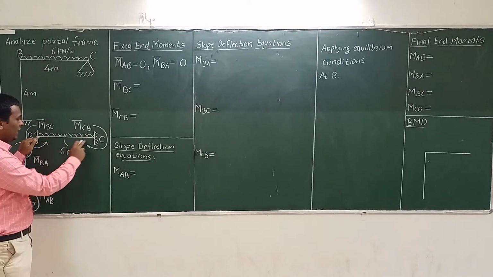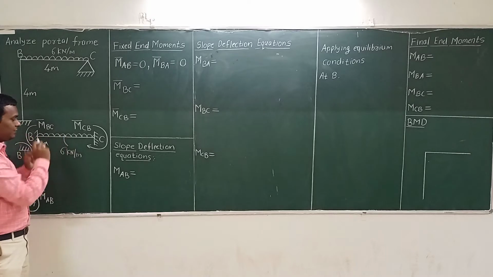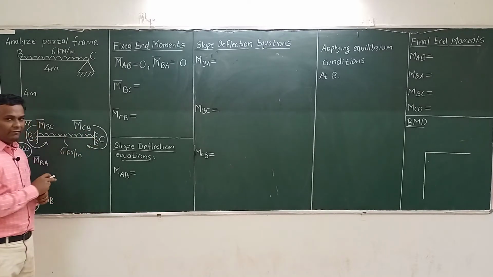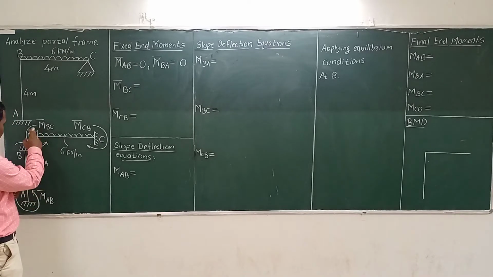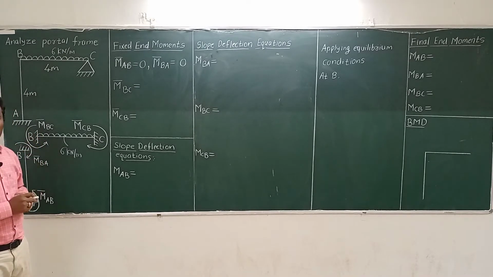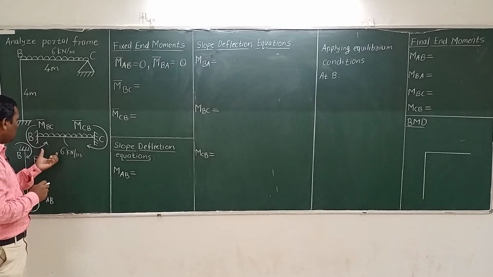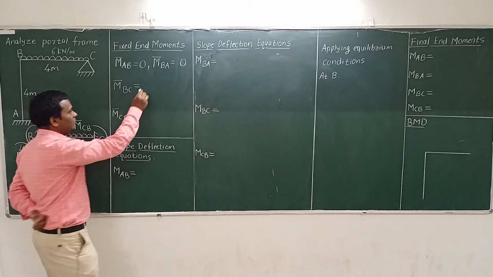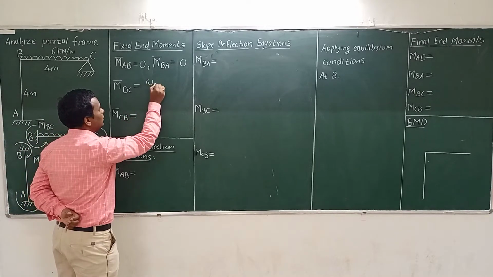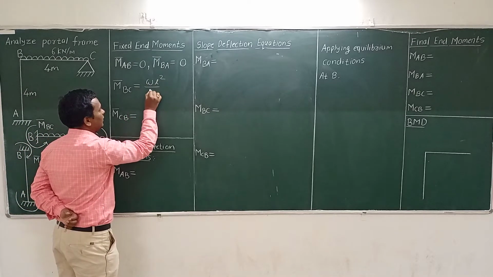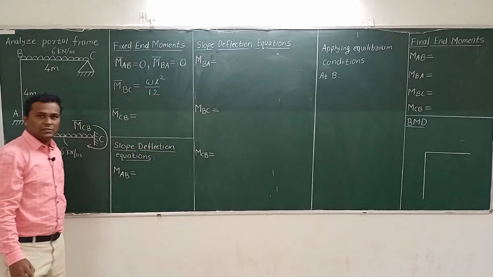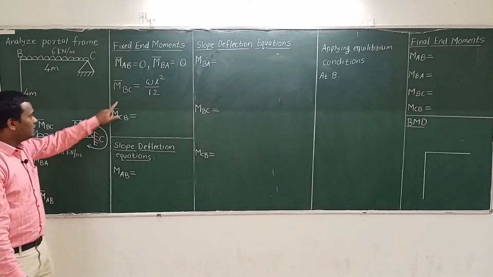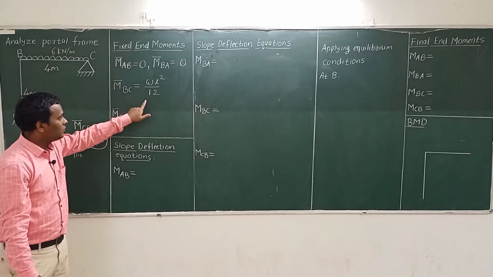Now because of the deflection of this beam, when it is subjected to uniformly distributed load, this M bar CB will be developed in clockwise direction and this M bar BC will be developed in anti-clockwise direction. Now to find out this M bar BC or M bar CB, we have a formula, that is WL square upon 12. When it is subjected to uniformly distributed load, the fixed end moment is WL square upon 12.